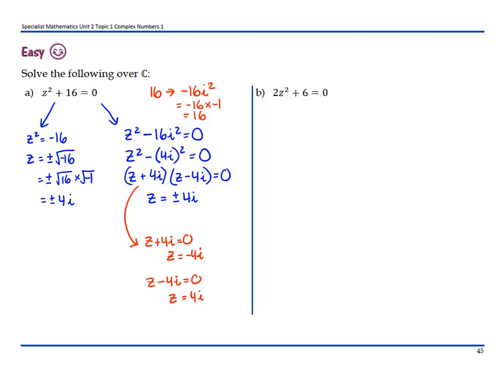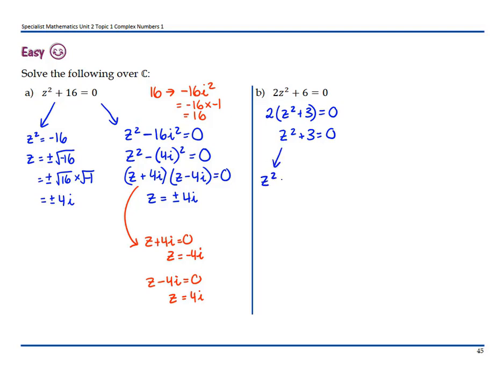Pause the video and have a go at the next one, remembering you need to take out the factor of 2. Okay, so for the next one, if we bring out the factor of 2, we've got 2 times z squared plus 3 equals 0. We have the 0, so we can divide both sides by 2 and just have z squared plus 3 equals 0. Again, I'll use both methods.